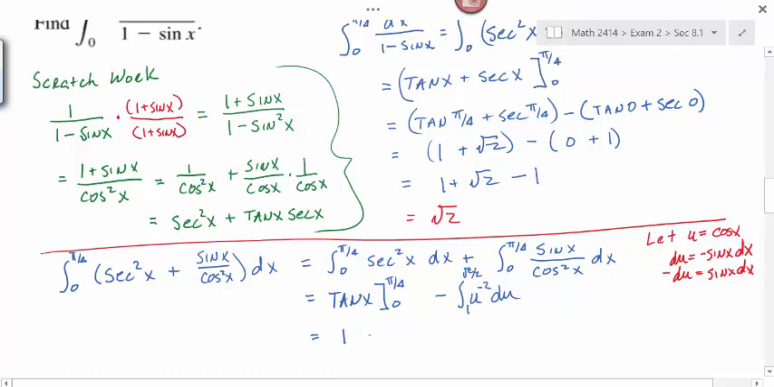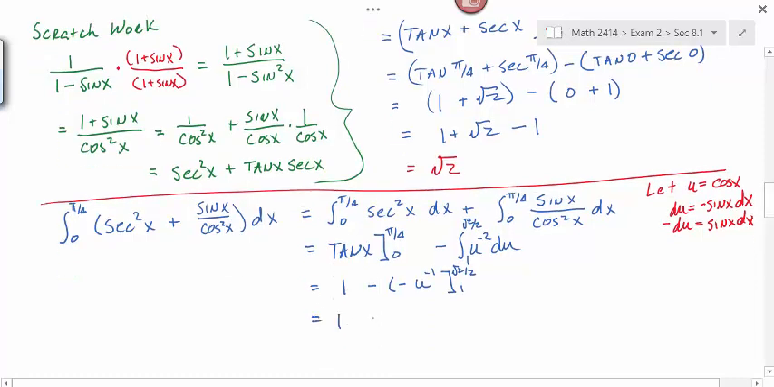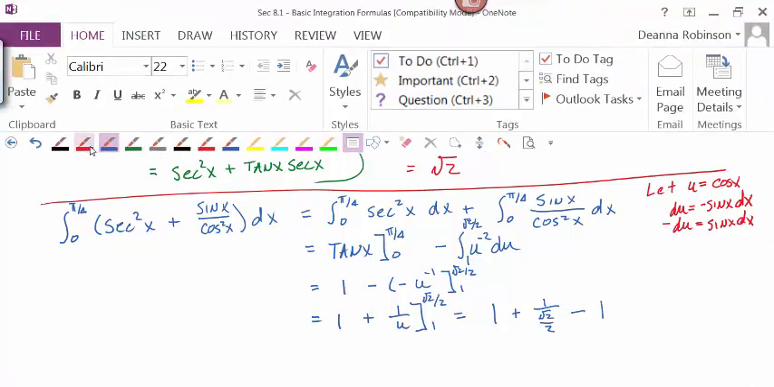When I integrate this, I end up with negative u to the negative 1 from 1 to root 2 over 2. You can flip your bounds if you get rid of the negative. There's two negatives here, so it's going to be a plus, so I'm going to leave it. I'm going to rewrite this as 1 plus 1 over u from 1 to root 2 over 2. And that's going to be 1 plus 1 over the square root of 2 over 2 minus 1. Now, simplifying this is where your challenge is, but it's not really that much of a challenge.